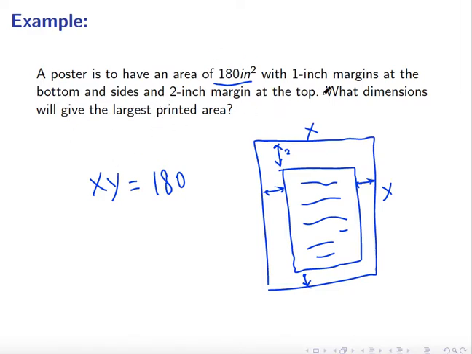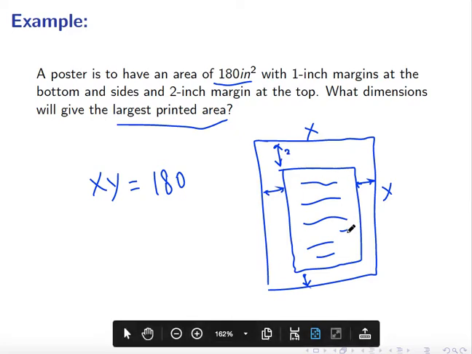But then what is that I want to maximize? I want to maximize the largest printed area. I want to maximize the printed area. That means I want to find the largest printed area. So it means that I want to maximize the area of this inside rectangle. So what is the area of this inside rectangle?